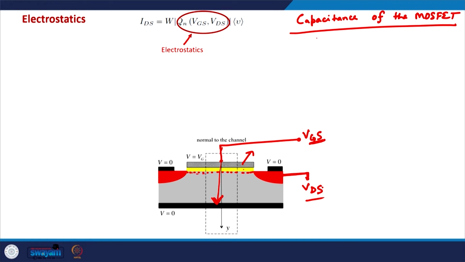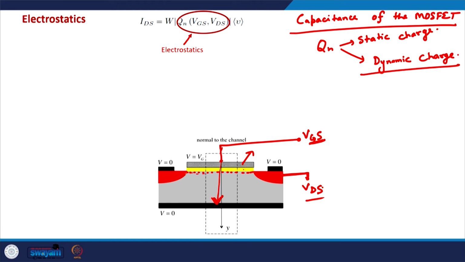The major component is to study the static charge and dynamic charge. Static charge means the charge that does not move. So, that is the charge because of the fixed dopant atoms, and dynamic charge is the charge that moves. So, the dynamic charge is the charge because of the mobile charge carriers, that is, because of the electrons and holes in the semiconductor. So, these are certain concepts that we want to study in electrostatics.